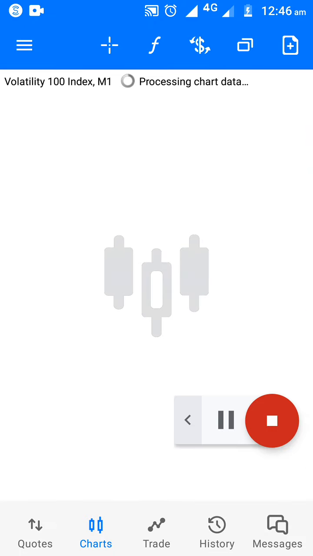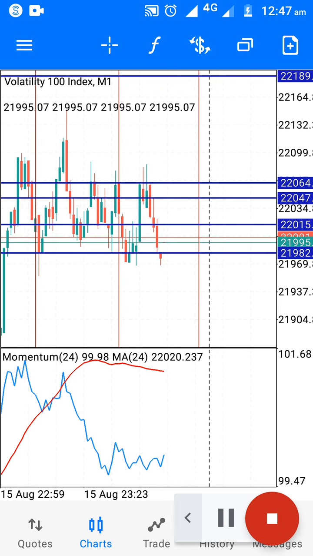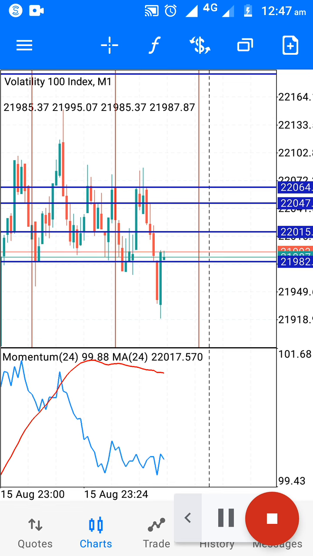The first candle after the 24th candle is your signal candle. The second candle after your 24th candle is your confirmation candle. The third candle after the 24th candle is your entry candle.